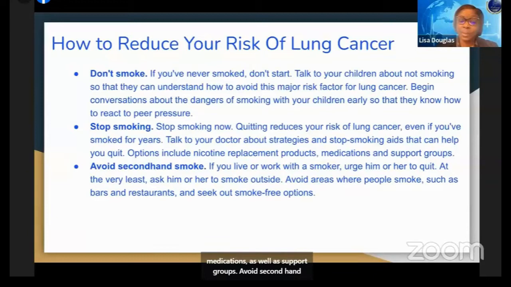Avoid secondhand smoke. If you live or work with a smoker, urge him or her to quit. At the very least, ask him or her to smoke outside. Avoid areas where people smoke, such as bars and restaurants, and seek out smoke-free options. A lot of hospital settings also have made their campuses smoke-free. So anyone who wants to smoke has to literally leave the campus grounds and go on the streets to smoke.